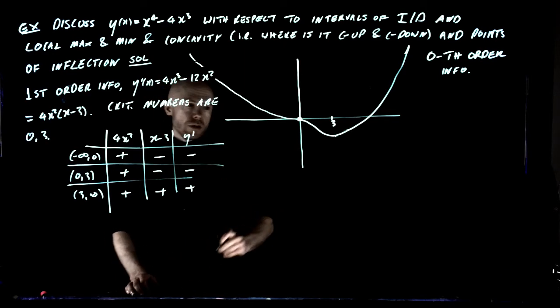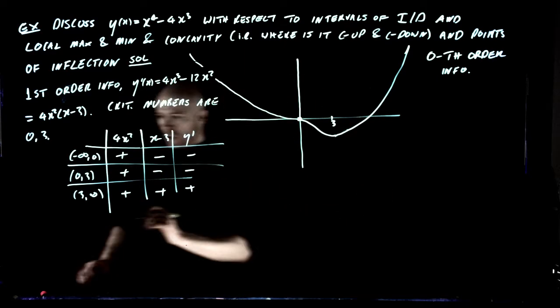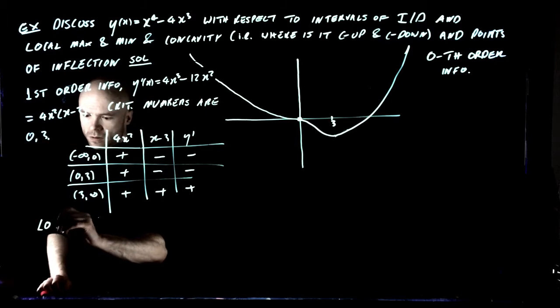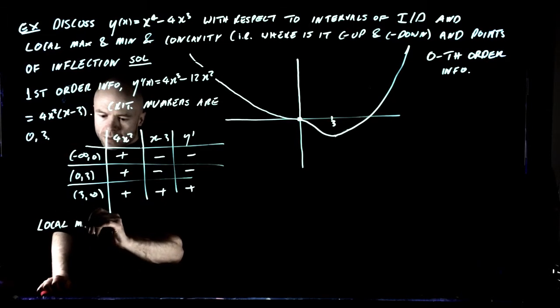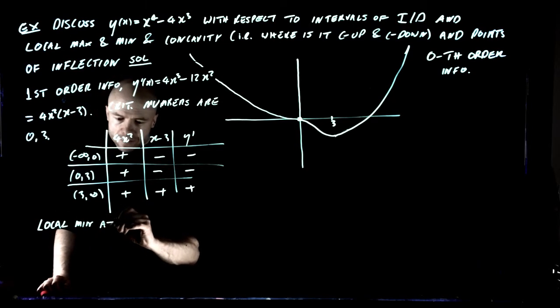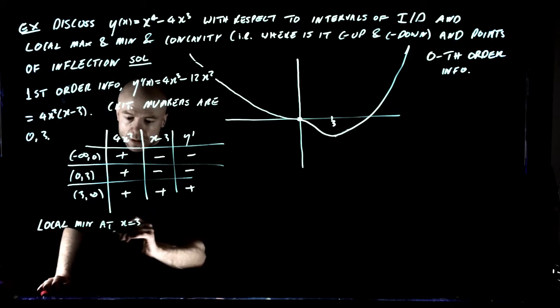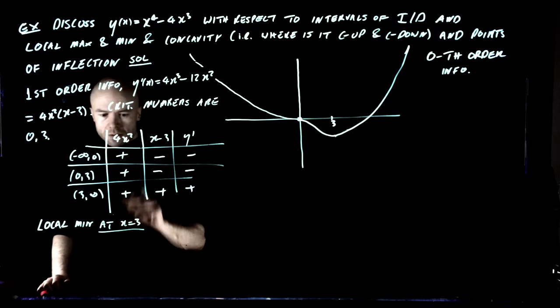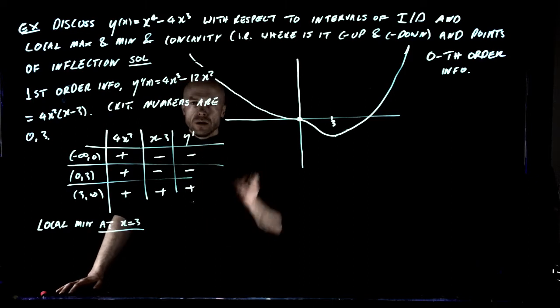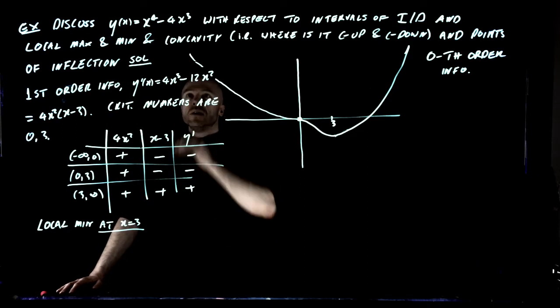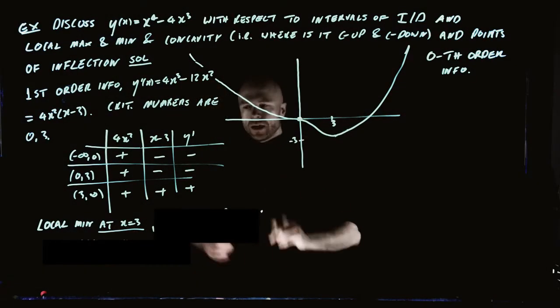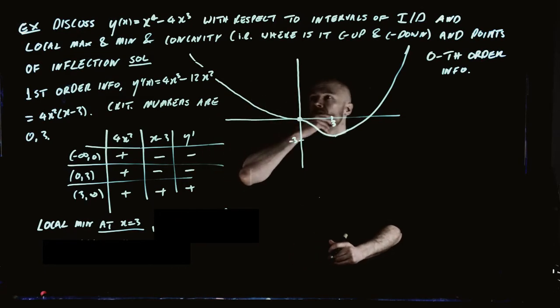So local min at x equals 3. Note that x equals 3 is not the local min. The local min is the value when we stick 3 into this. All right, now we can do concavity.